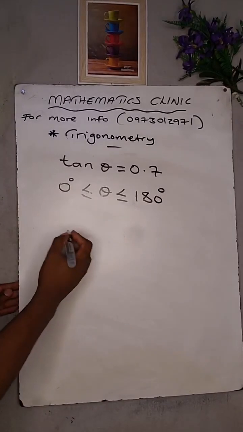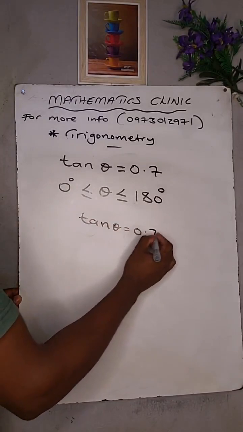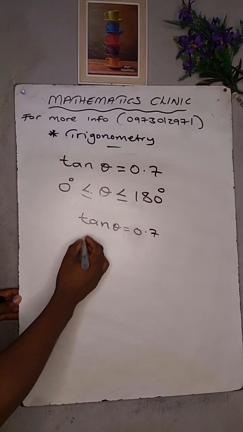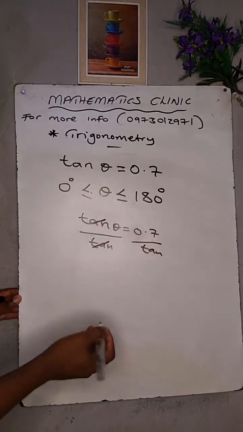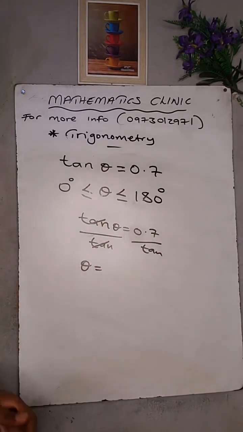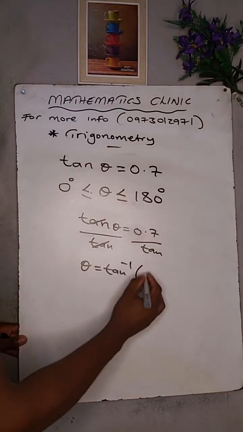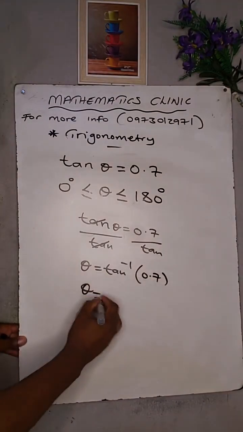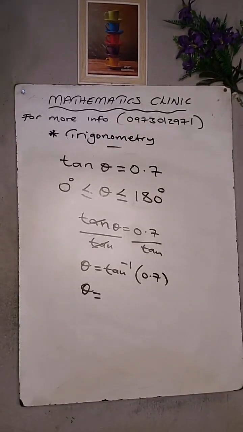We are going to find tan theta equal to 0.7. All right, that's the one, we say 1 over tan on both sides. So we have theta is equal to tan inverse of 0.7. Now our theta is, now we go on our calculator.